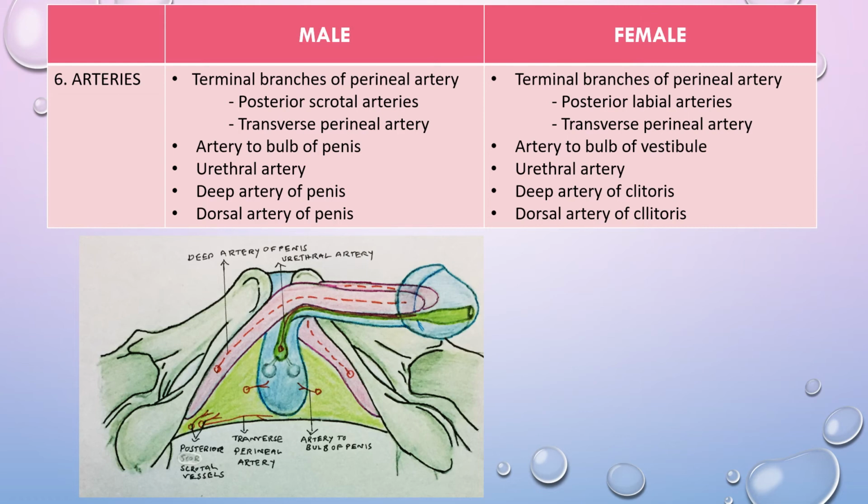Coming to the arteries present in the superficial perineal pouch in female, the following arteries are present. Terminal branches of perineal artery, they are posterior labial arteries and transverse perineal artery. Then artery to bulb of vestibule, urethral artery, deep artery of clitoris, dorsal artery of clitoris. Once again, I am stressing that read the course of the internal pudendal artery, relations, branches, then study the arteries as a content of the superficial perineal pouch.